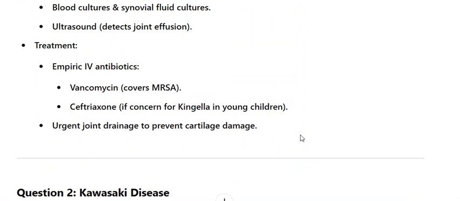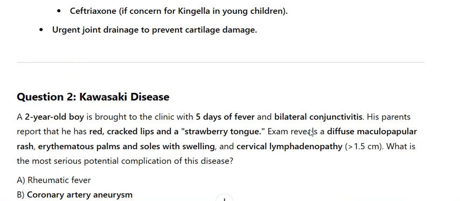Question 2. Kawasaki disease. A 2-year-old boy is brought to the clinic with 5 days of fever and bilateral conjunctivitis. His parents report that he has red, cracked lips and a strawberry tongue. Exam reveals a diffuse maculopapular rash, erythematous palms and soles with swelling, and cervical lymphadenopathy, 1.5 centimeters. What is the most serious potential complication of this disease?